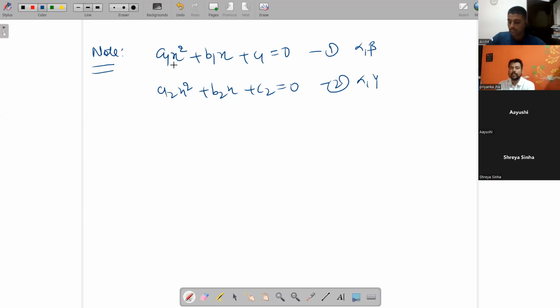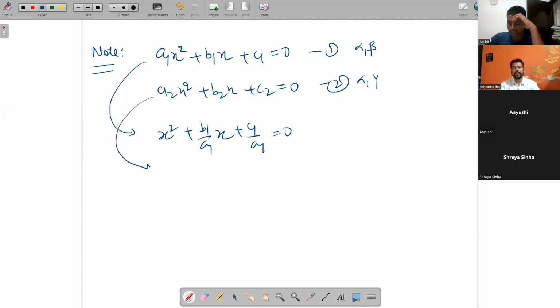What you have to do is make the coefficient of x squared the same for both equations. How? Just divide the first by a1 so that you will have x squared plus (b1/a1)x plus c1/a1 equal to 0, and then divide the second equation by a2 so that you will get x squared plus (b2/a2)x plus c2/a2 equal to 0.